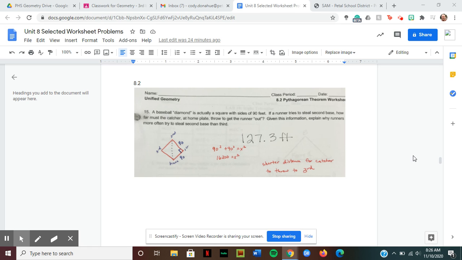So 8.2, we've talked about the Pythagorean theorem so far. So now we're going to put the Pythagorean theorem into some application problems. Okay, so number 15 says a baseball diamond is actually a square with side of 90 feet.